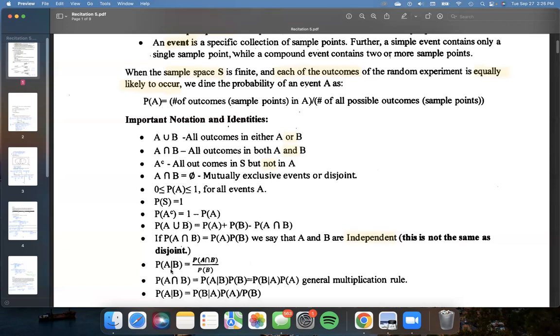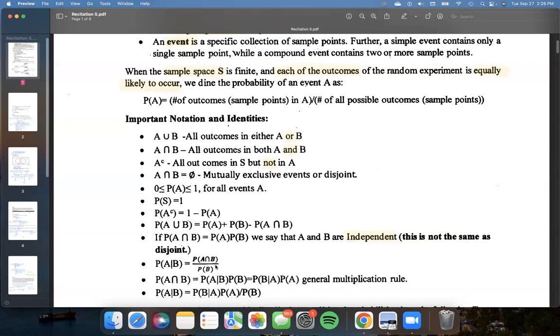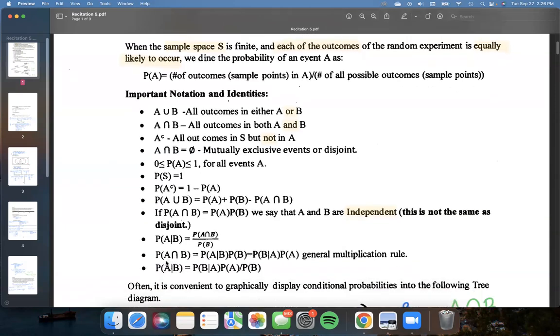The probability of A given B, or the conditional probability of A given B, equals the probability of A intersect B divided by the probability of B. And the probability of A intersect B equals, if we're using conditional probabilities, the probability of A given B times the probability of B, which also equals the probability of B given A times the probability of A. So this is known as the general multiplication rule.